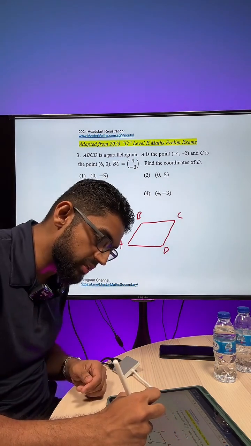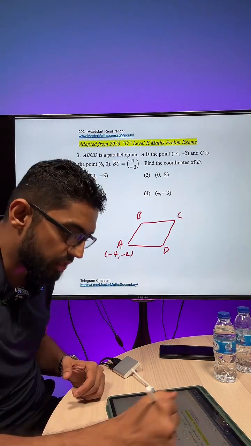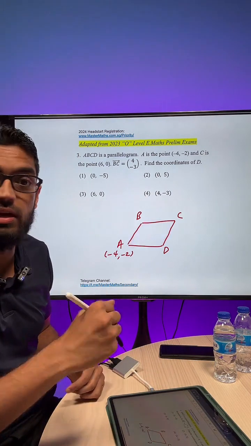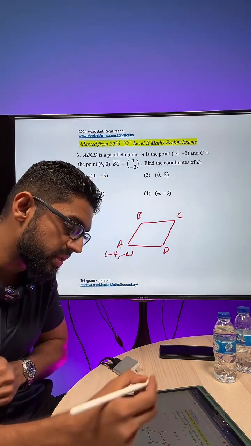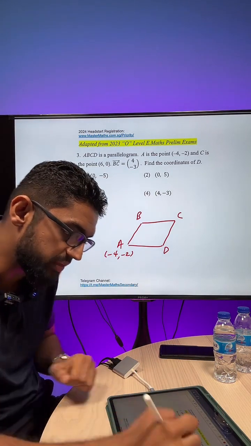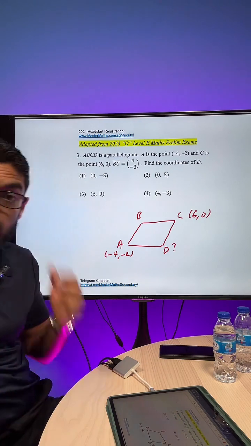And then you are given this point A as (-4, -2). Again, when you draw it in a clockwise manner, guys, the clockwise manner will help you. And then B is also there. C is given to us as (6, 0). And you're supposed to find these coordinates D.